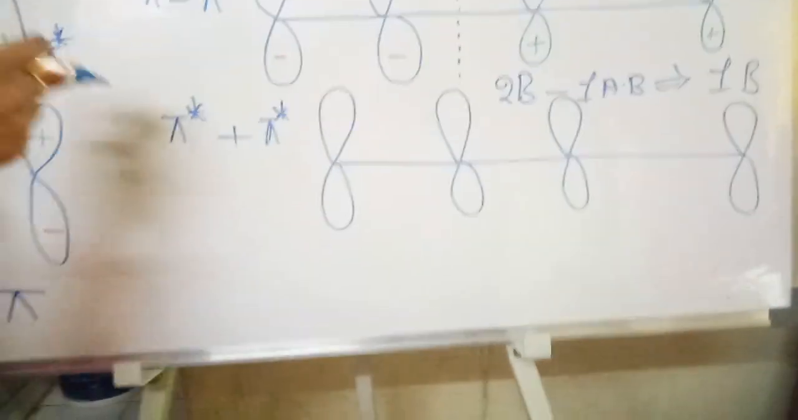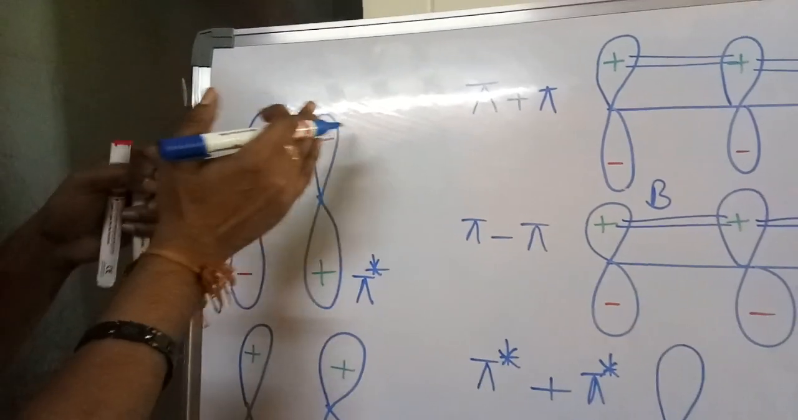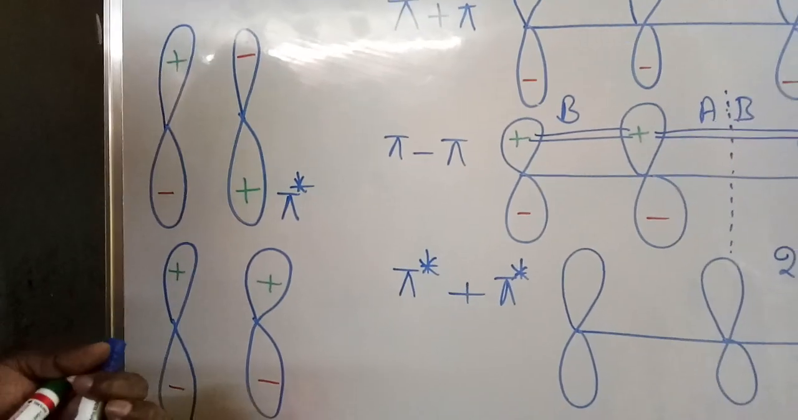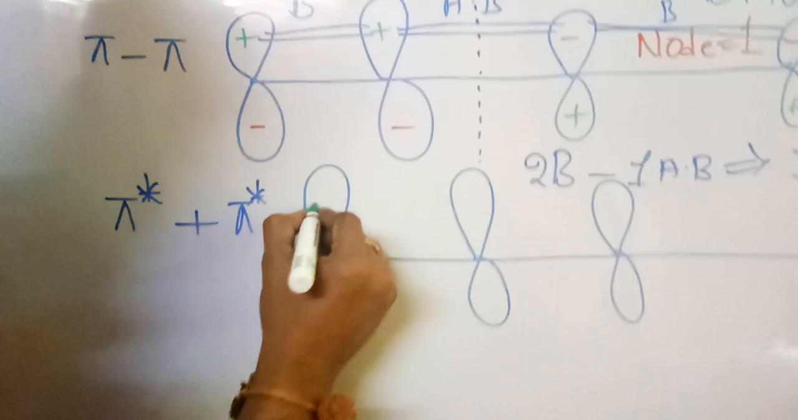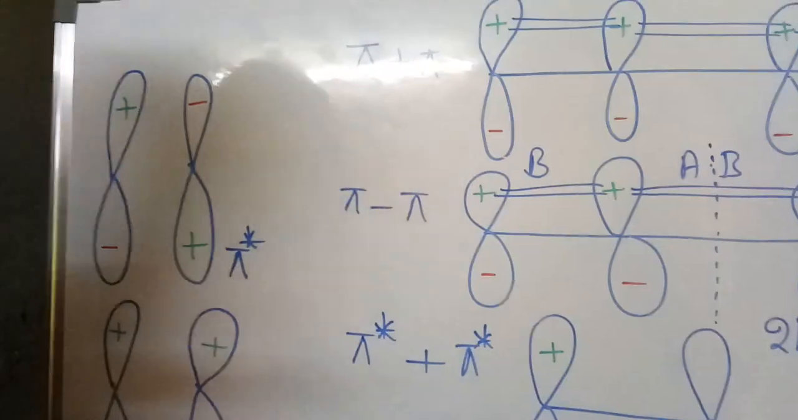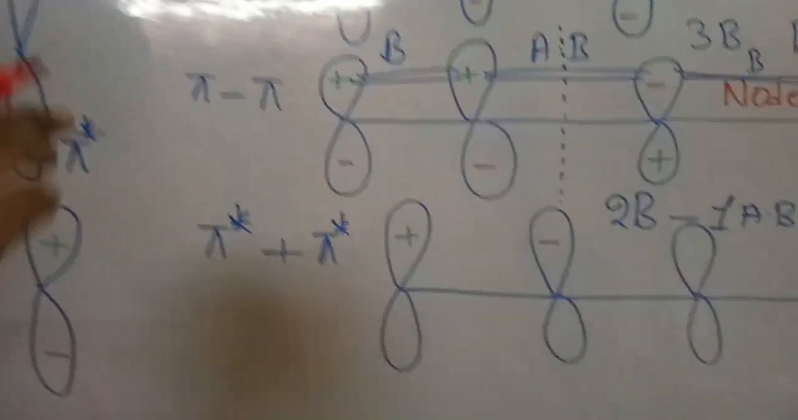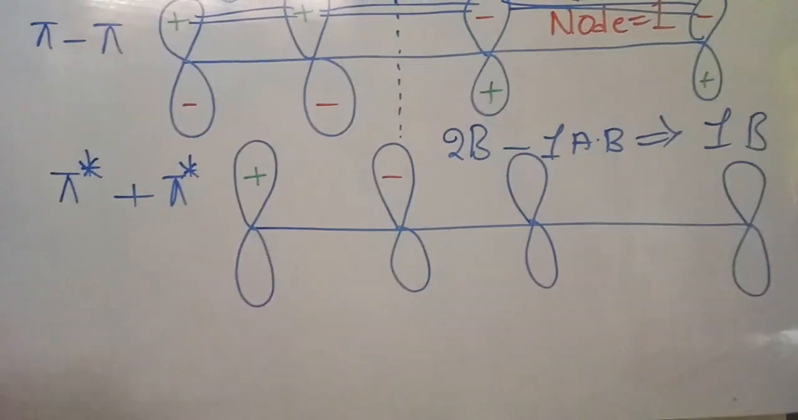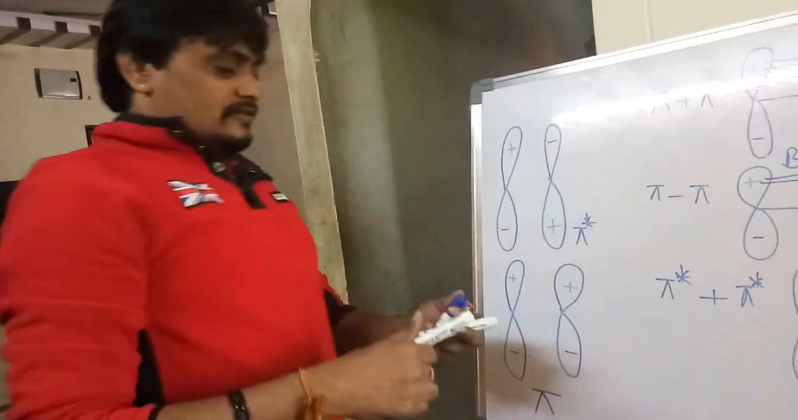What is pi star? Pi star means positive, negative. The lower overlapping is very less. This is the pi star, right? So first let us write the pi star. Positive, and it is negative, right? So let us fill the upper lobes first. Now pi star with positive pi star means we have to combine the pi star with the pi star.